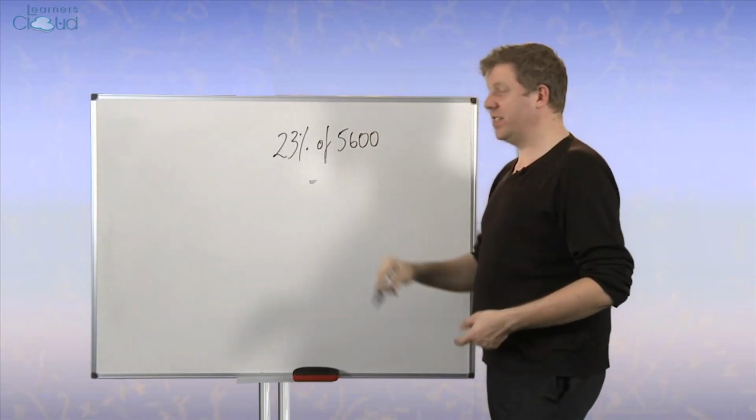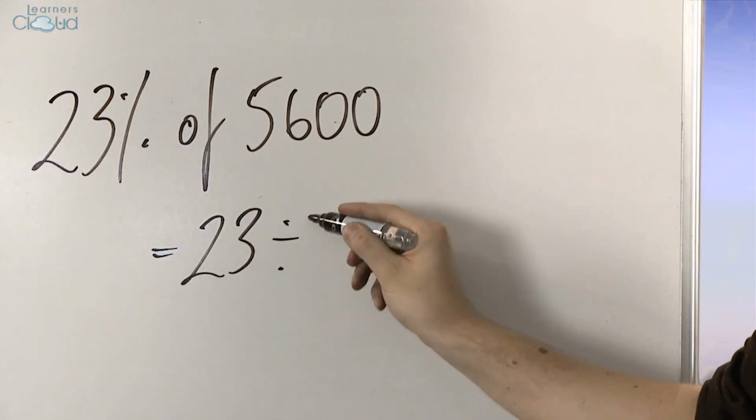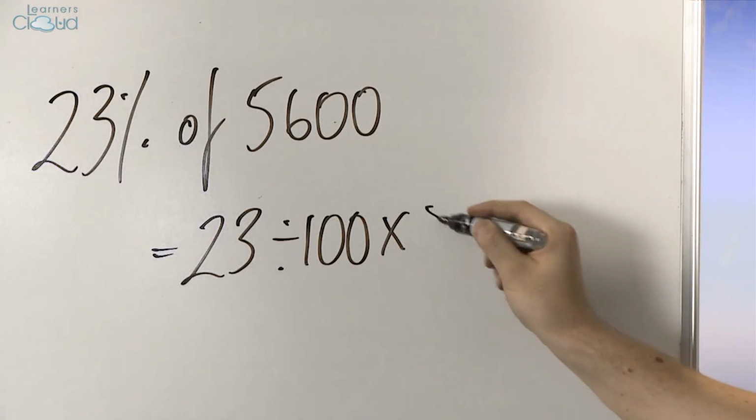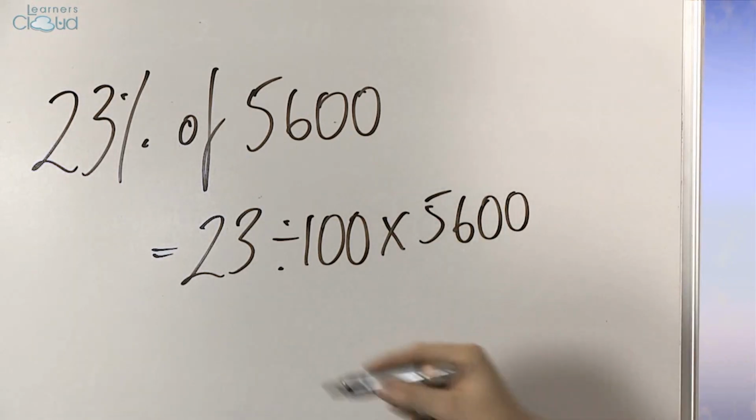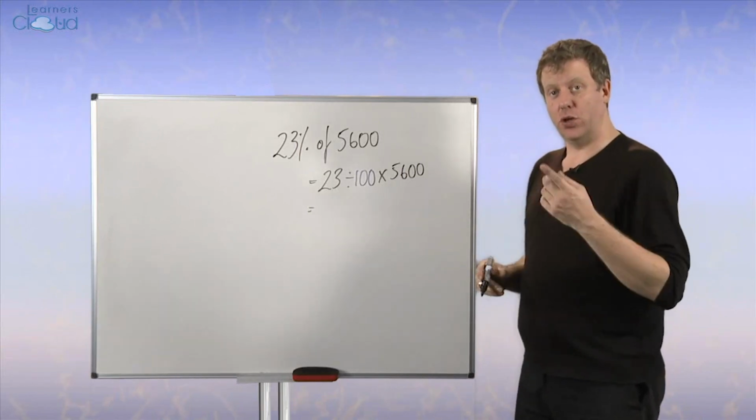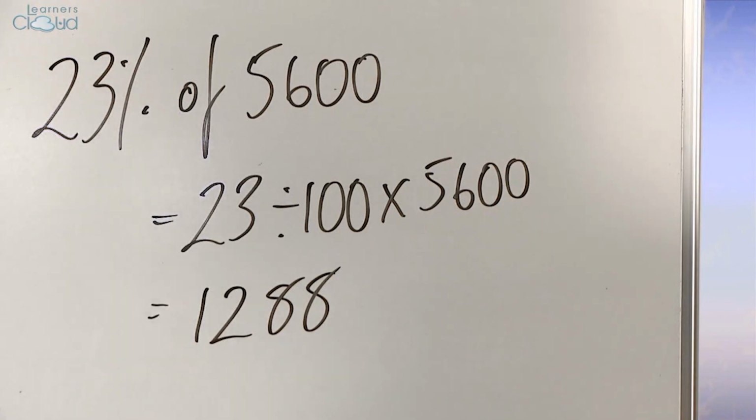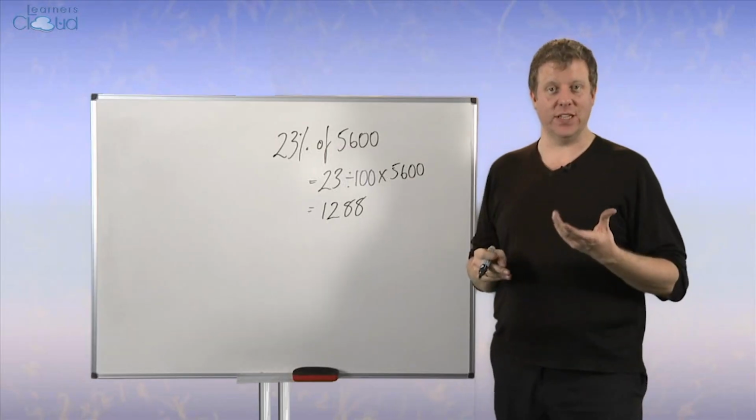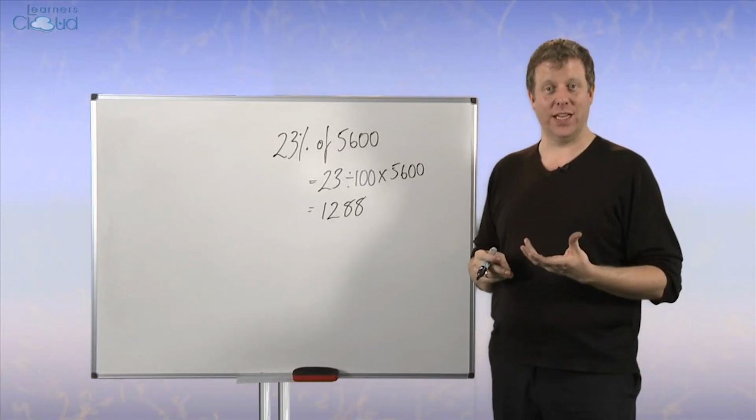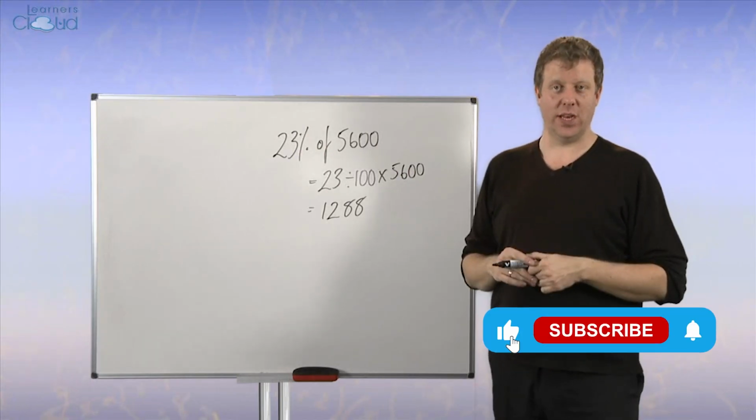And remember, the sum we do is always the same. 23 divided by 100 multiplied this time by 5,600. And if you put those numbers into your calculator, you should come up with the answer 1,288. So whilst it is much easier to do fractions of a quantity on a calculator, you must make sure you put the sum in correctly, otherwise you'll end up with an incorrect answer.